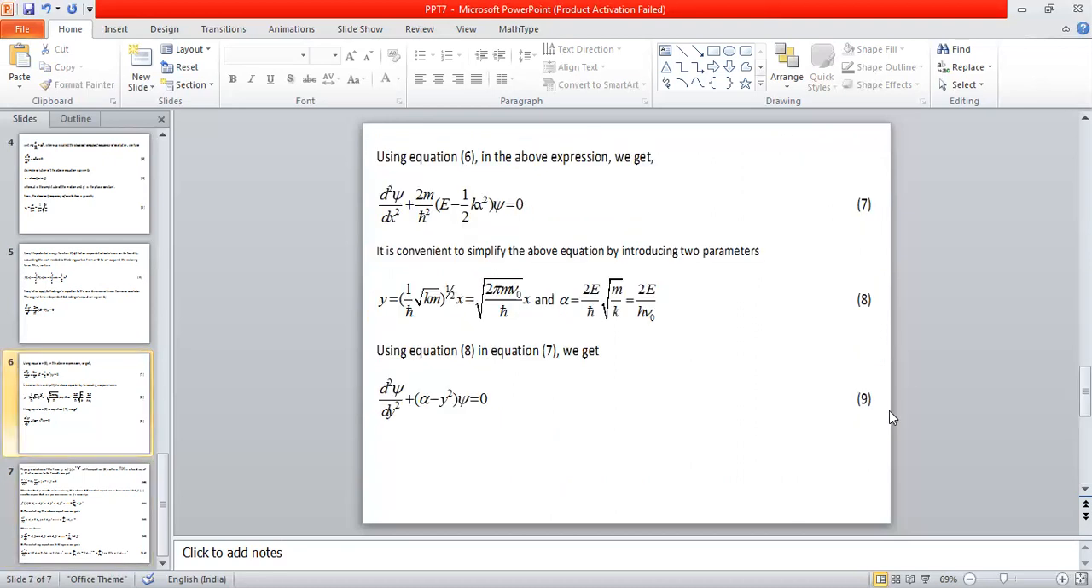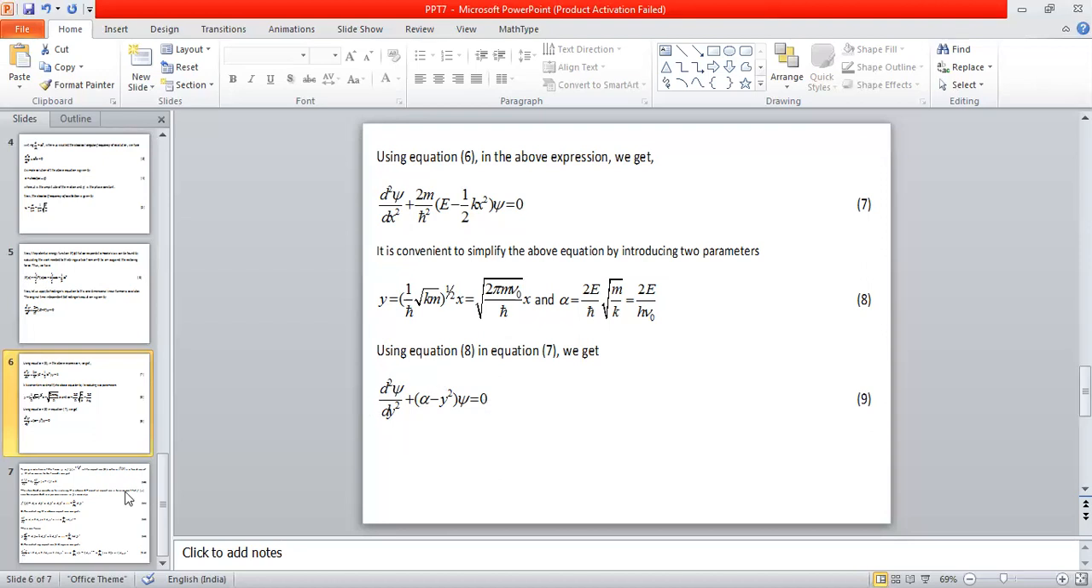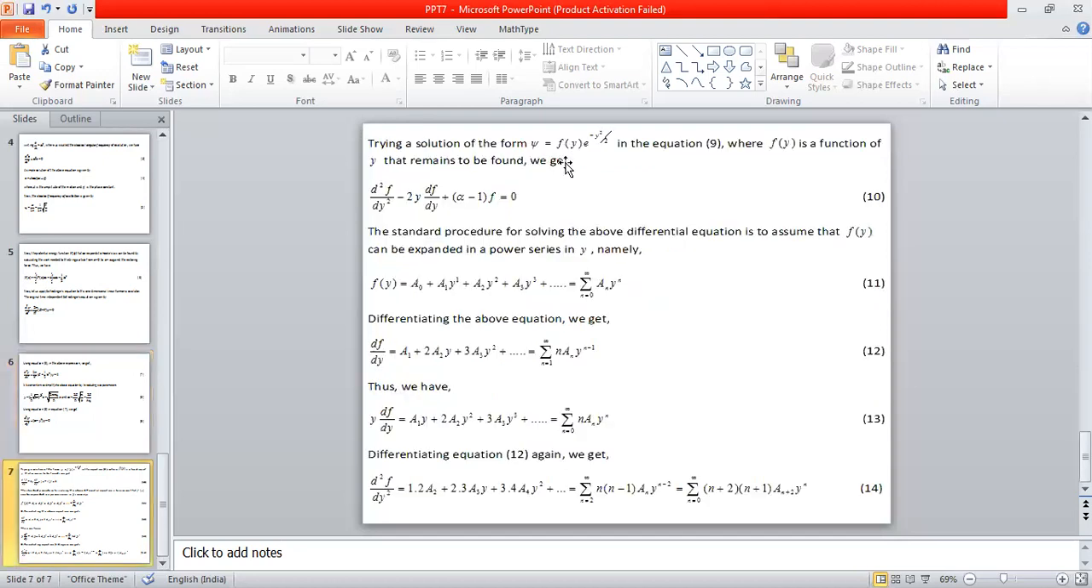Now this equation 9 is a very standard differential equation in mathematics, and its solution is given in this form. The value of psi can be written as f of y into exponential minus y square by 2. So the standard solution of equation 9 can be written in the form f of y into exponential minus y square by 2, where f of y is a function of y which has to be found out.